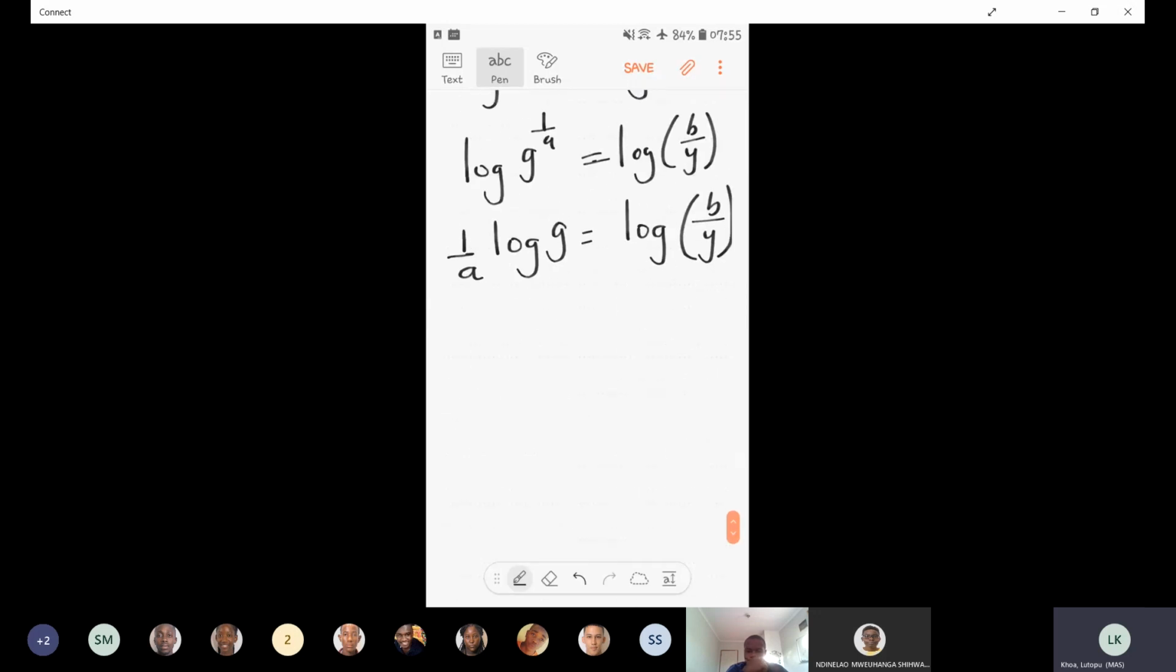Then you divide by log G on both sides. So I have 1 over A. This is equal to log B over Y over log G. Right, then we want A to be the subject, not 1 over A, so the reciprocal on both sides. This is log G over log B over Y.